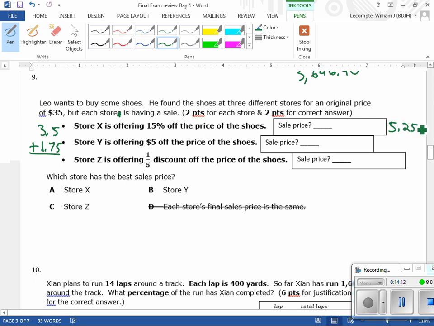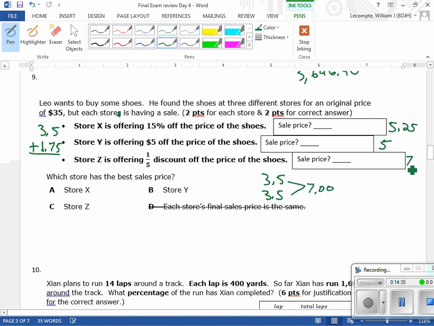Store Y is offering $5 off, right? And then store Z is offering 1/5 or 20% of $35. Well, 10% is $3.50, and so another 10% would be another $3.50, and we add that together, and that gives me $7.